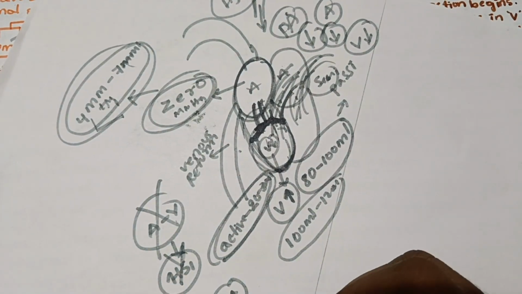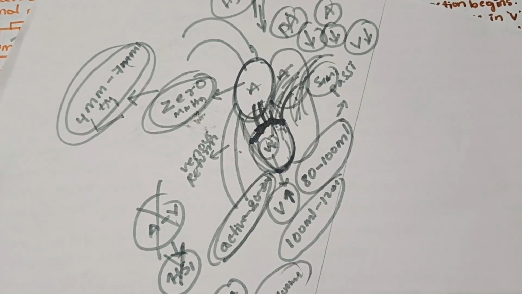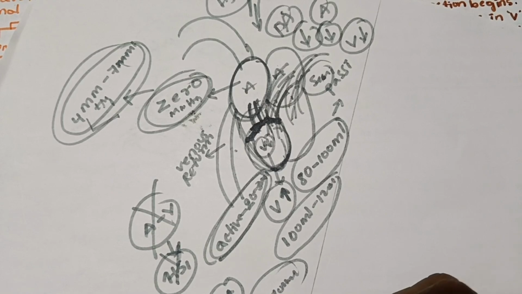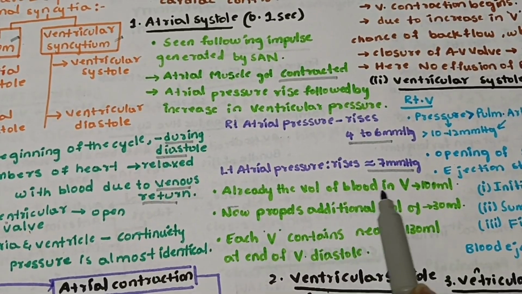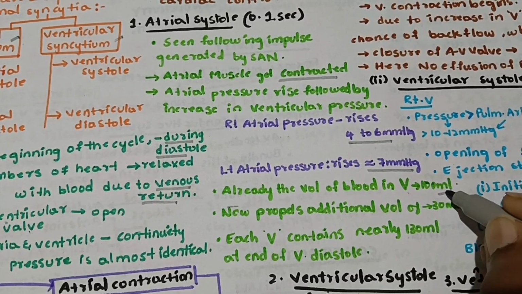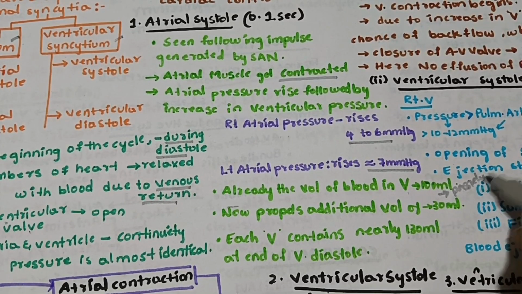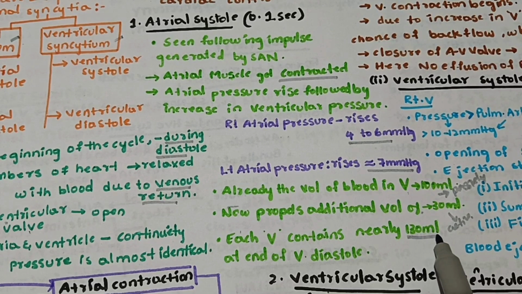About 80 to 100 ml of ventricular filling takes place passively. After that, active filling of about 20 to 30 ml takes place. See, already the volume of blood in the ventricle is 100 ml passively. Now the atria propel an additional volume of 30 ml, that is an active process. Each ventricle contains nearly 130 ml at the end of ventricular diastole.